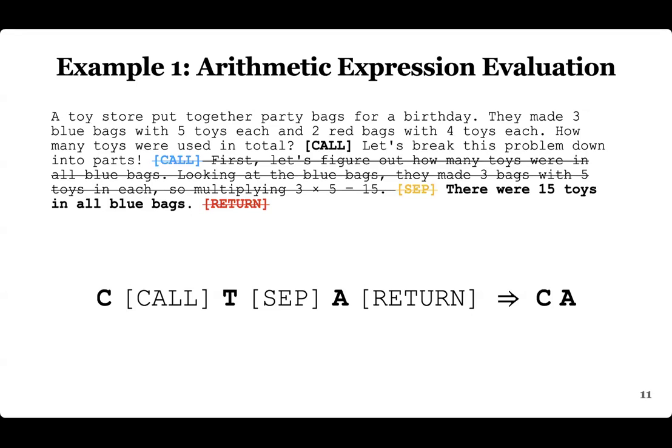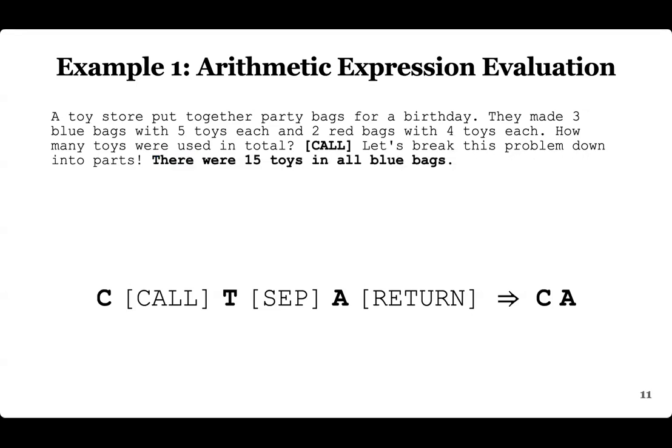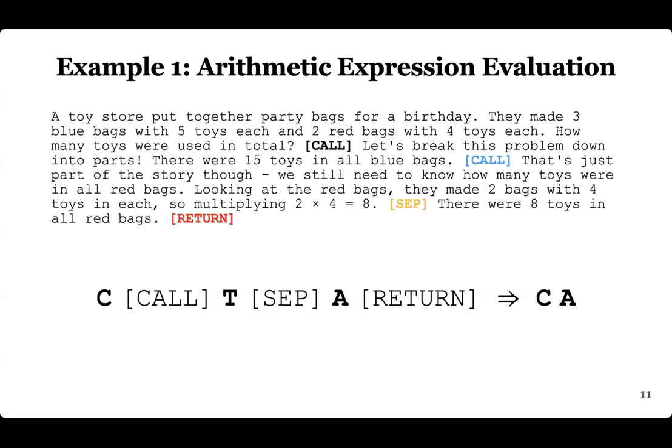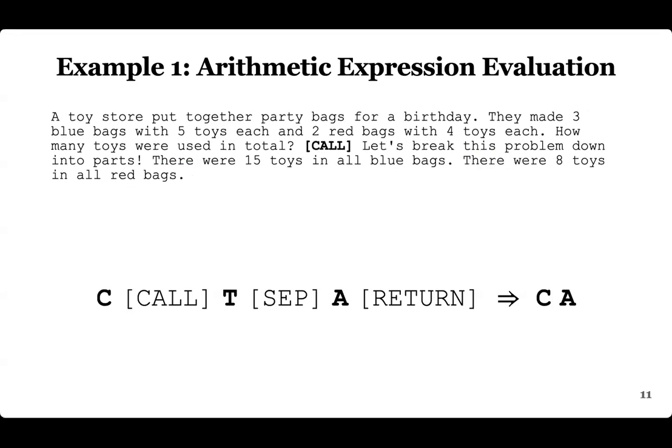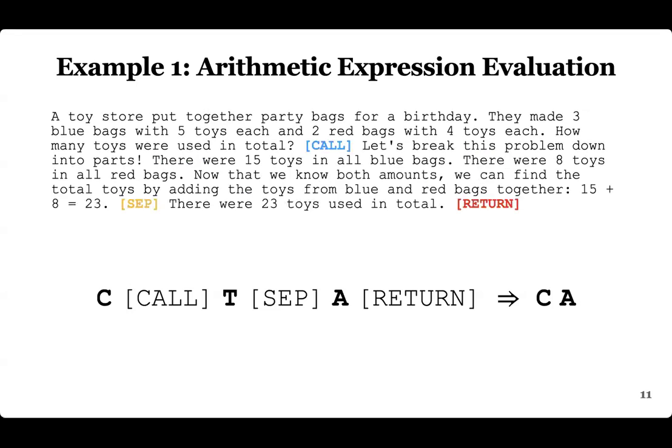There were 15 toys in our blue bags into the context, but this is not done. The model will keep generating new tokens, so it will use another call token to solve another sub question, which is how many toys in red bags. So after some simple calculations, it knows there are 8 toys in red bags, and it will merge the results back into the context.